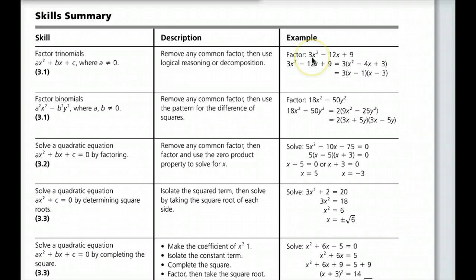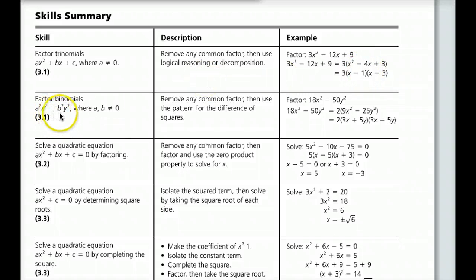See, there's a 3 as a common factor in 3x squared, negative 12x, and 9. So you factor 3 out first, and then do the regular factoring of the trinomial.